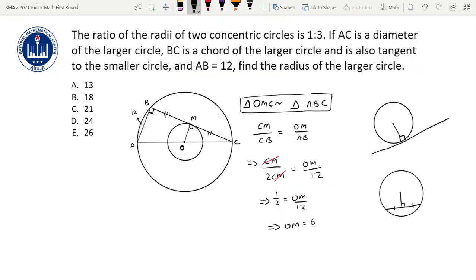So what this means is that the radius of this small circle here is 6. And if you remember from the question, we're told that the ratio of the radii of these two circles is 1 to 3. So since we know that the radius of the small circle is 6, the radius of the big circle is 6 times 3, which is 18. So that's how to go about solving this question, and option B here is the correct answer.